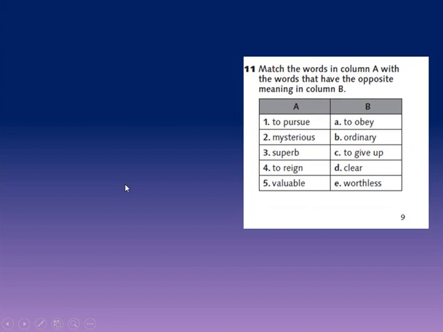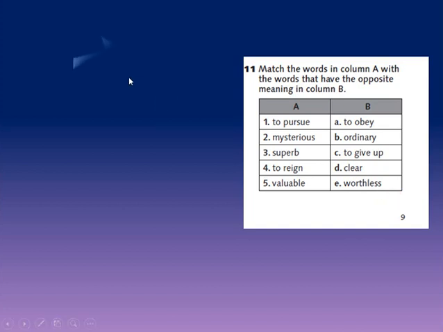Now, the next exercise, it is a vocabulary exercise. And now, we are going to match the words in column A, العمود A, with the words that have the opposite. Opposite means antonym, يعني عكس أو ضد. In column A are the words to pursue, mysterious, superb, to reign, and valuable. And here we have the opposite words or the opposite meaning: to obey, ordinary, to give up, clear, and worthless.